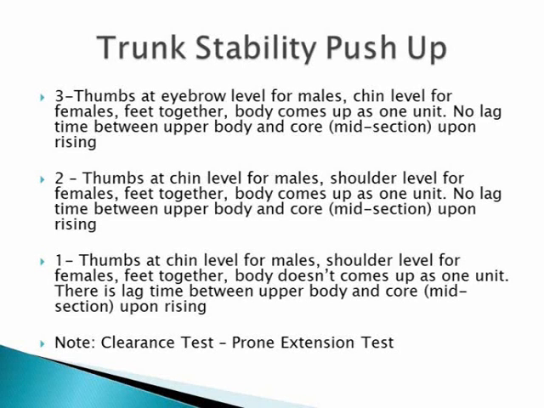A 2 is all the same criteria, the only difference is now that the thumbs for the males is at the chin level, and for the females is at shoulder level. Also make sure that the feet are together. For a 1, it just means the person cannot meet this criteria. Note there's also a clearance test with the trunk stability push-up, and this is the prone extension test, just looking to see if anyone has any impingement pain in the low back.